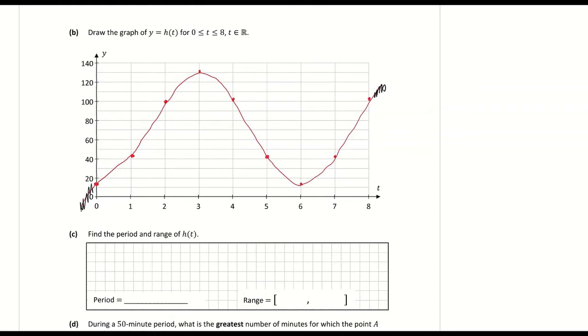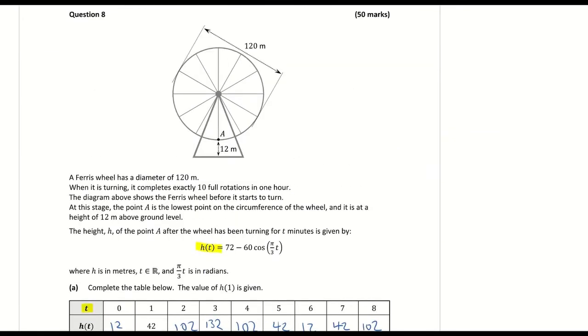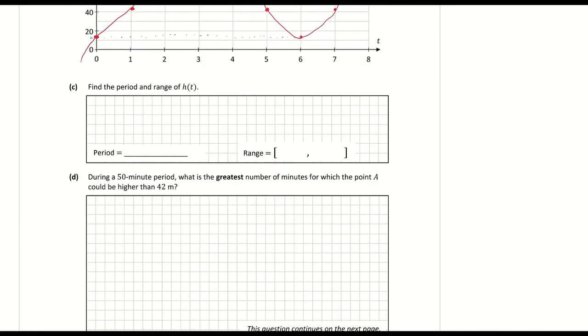So looking at part C, find the period and the range. The period is how often the curve repeats, and the range is basically the minimum to the maximum. So we'll start with the range. The minimum point, the lowest point of the Ferris wheel, is at 12. We can take that from my curve here, it's coming across to 12, or if you go back to the original drawing they gave you, you can see the lowest height is 12 meters. So that's my minimum on my range.